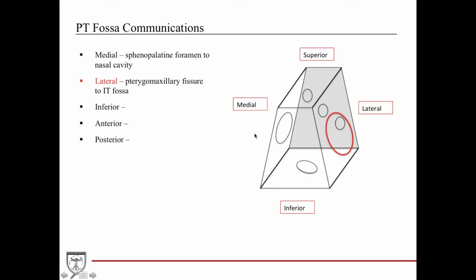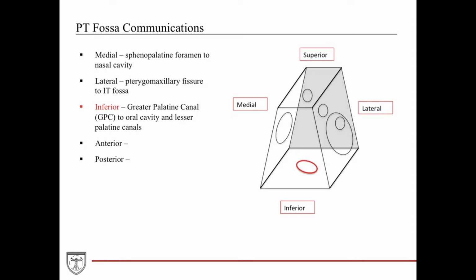Laterally, you have the pterygomaxillary fissure coming from the IT fossa that we mentioned before. Inferiorly, you have the greater palatine canal going to the oral cavity and lesser palatine canal. So the structures are actually going down into here like this, if you can imagine. They're going down in here and then coming out through the greater palatine canal.